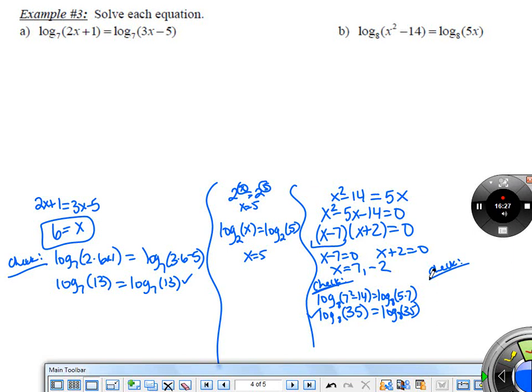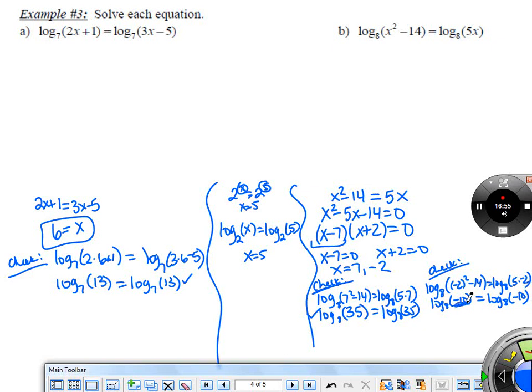So when I plug that in, negative 2 squared is 4. 4 minus 14 is negative 10. So log base 8 of negative 10, and on the other side, log base 8 of negative 10. This looks good because they look the same with our eyes. But what is log base 8 of negative 10?